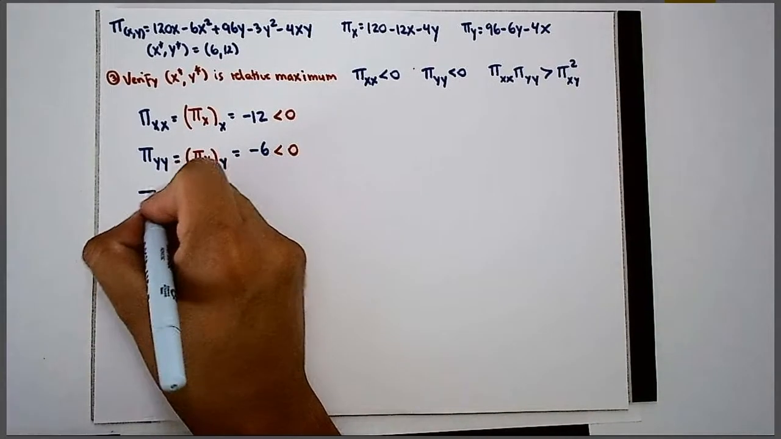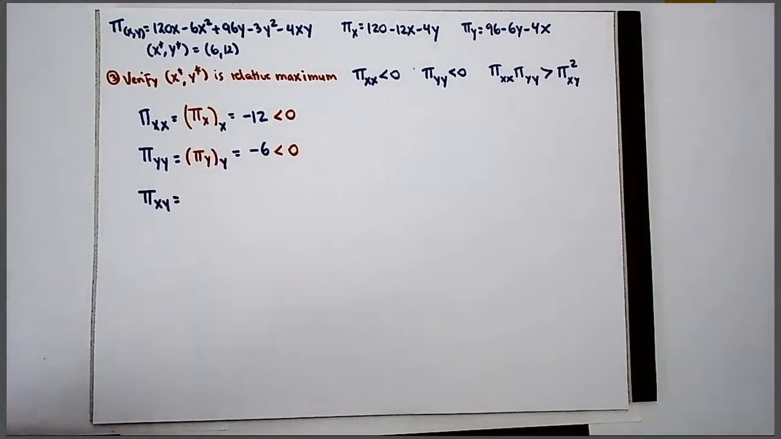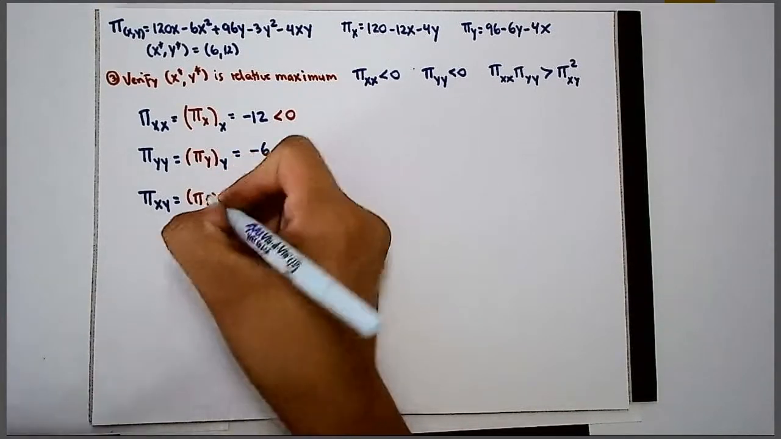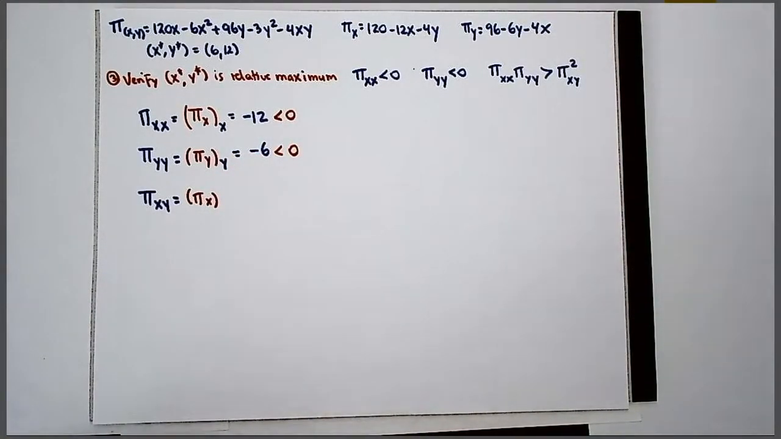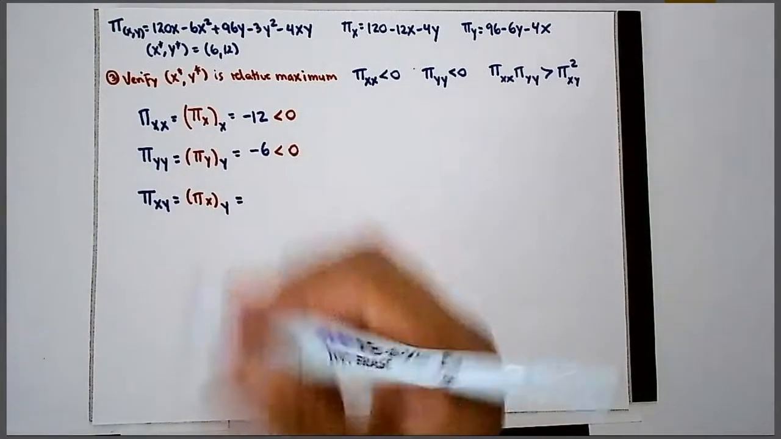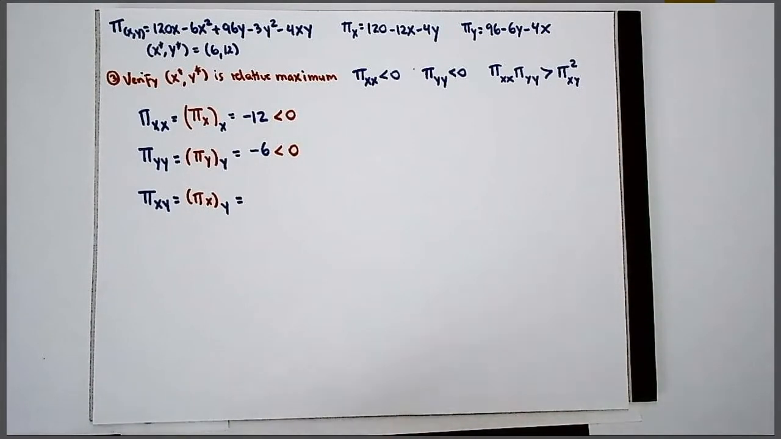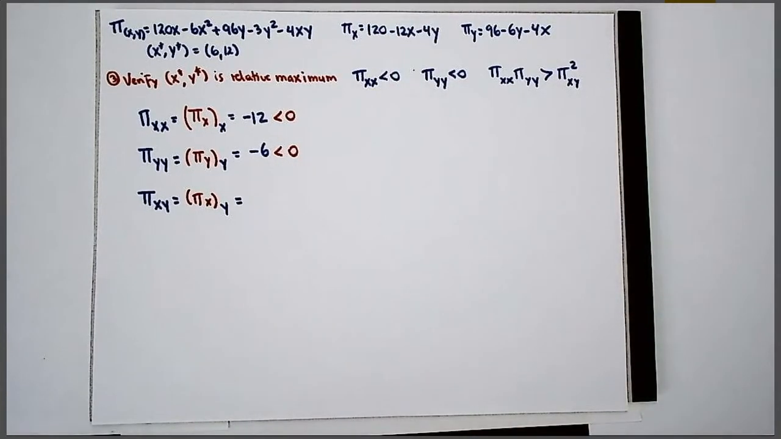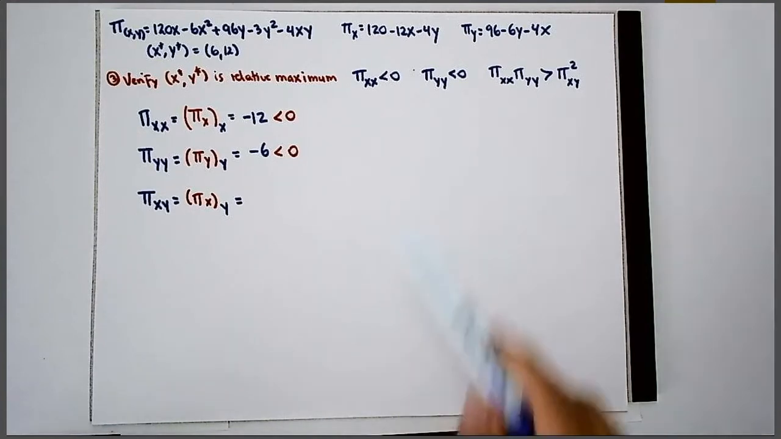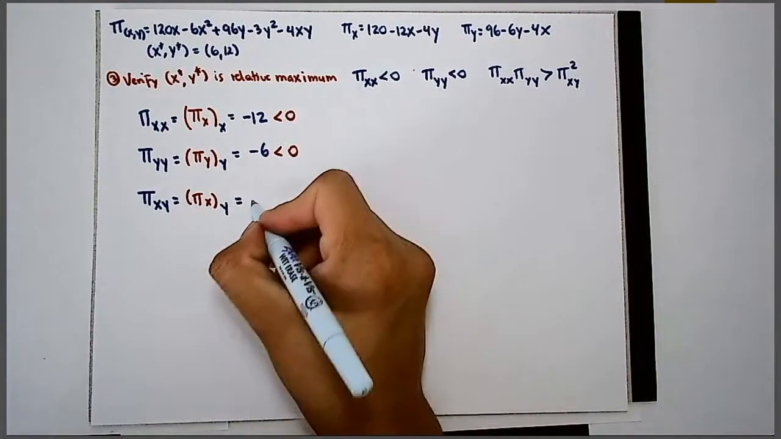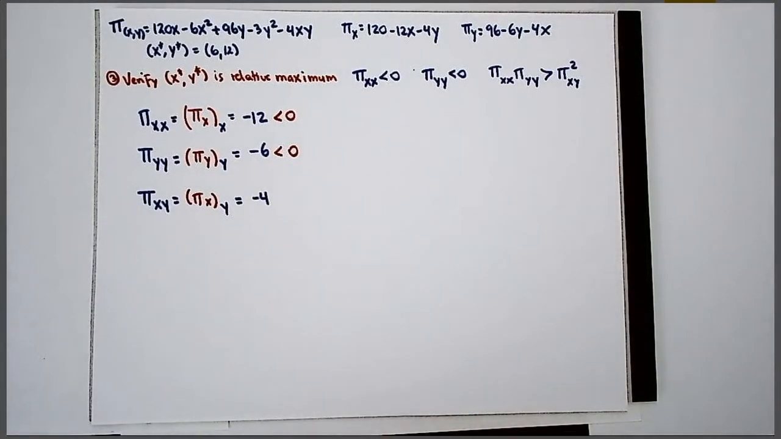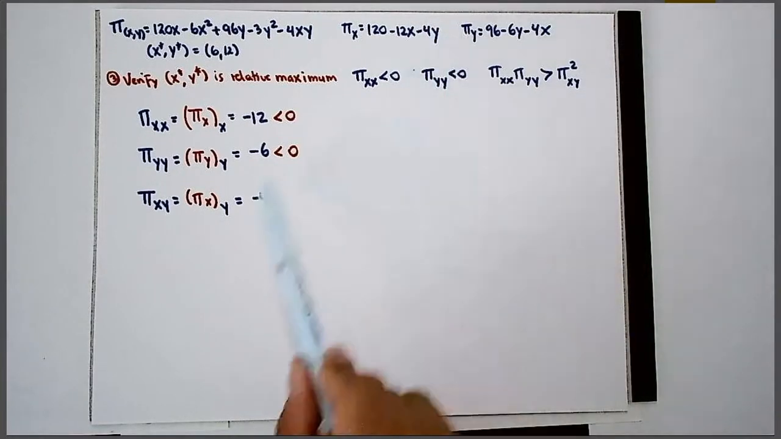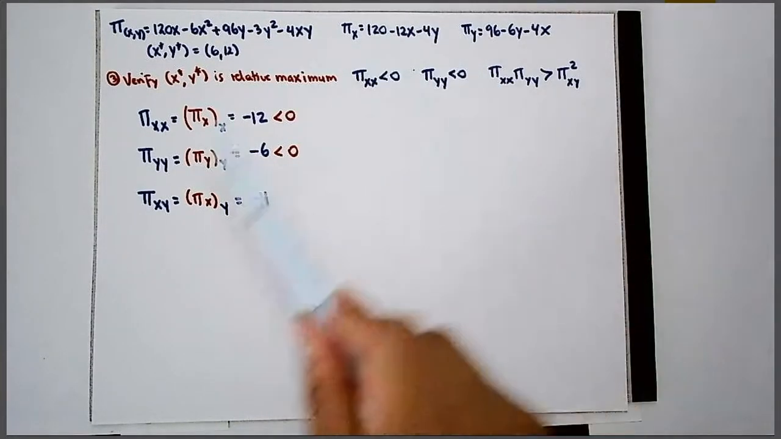Now let's find the cross partial. For the cross partial, this is the derivative of pi x with respect to y. In that case, for these first two terms, the derivative with respect to y is 0, and then we obtain minus 4, because that is the constant part, which is minus 4, and then the derivative of y with respect to y is 1.